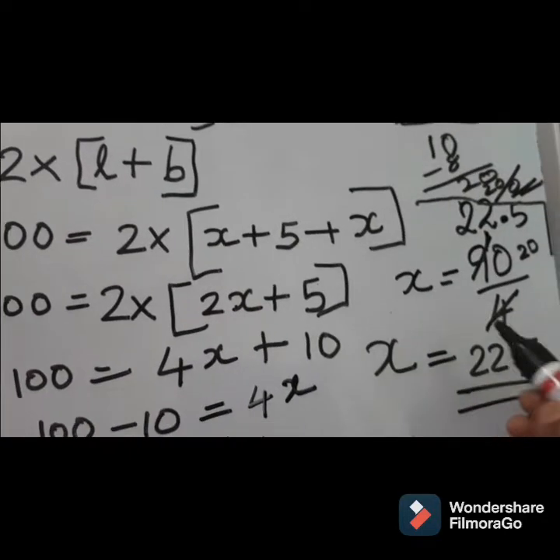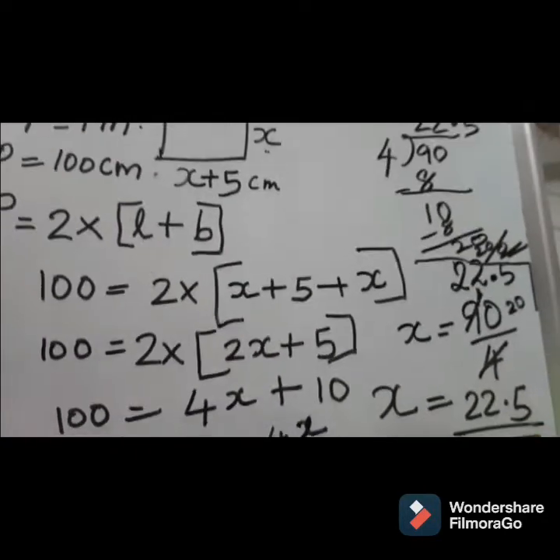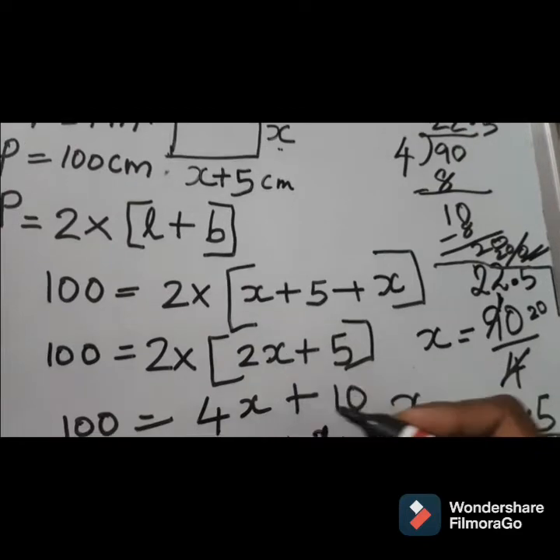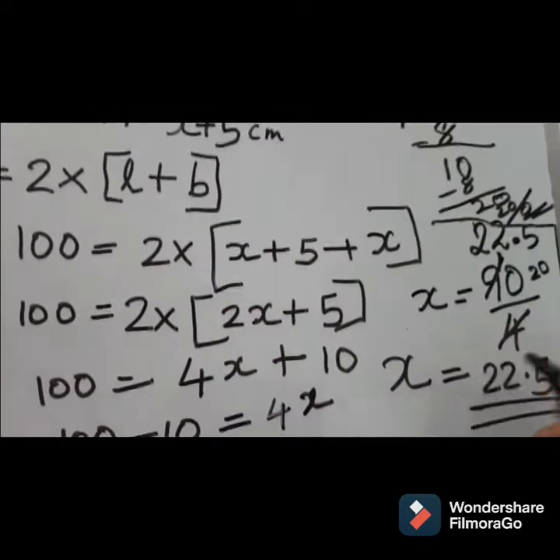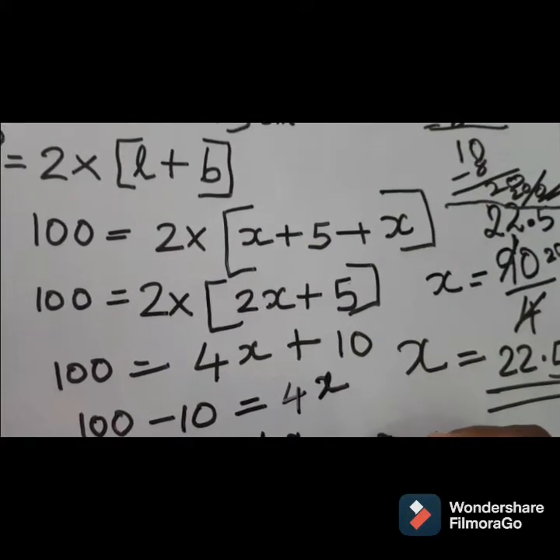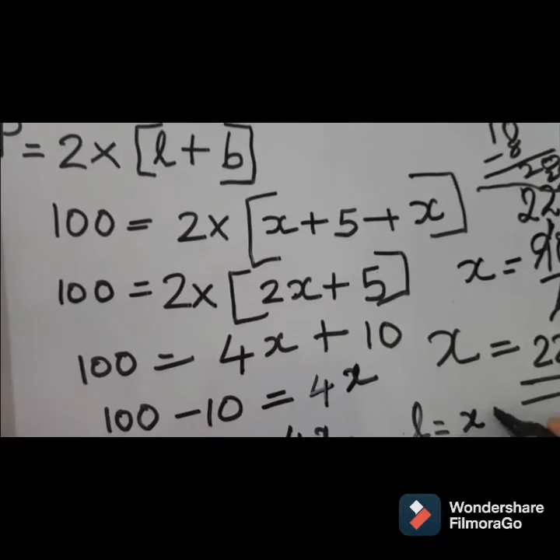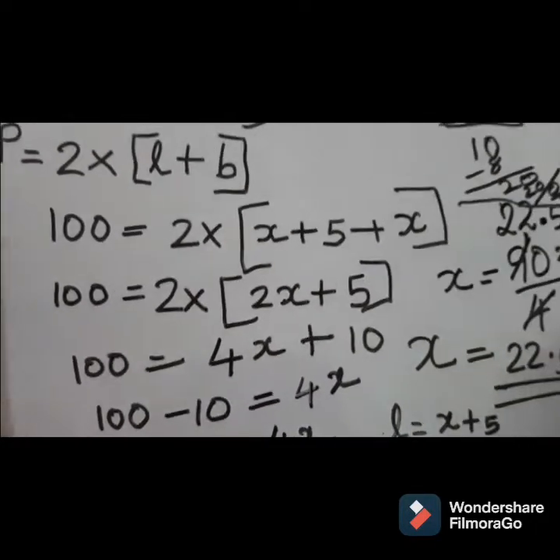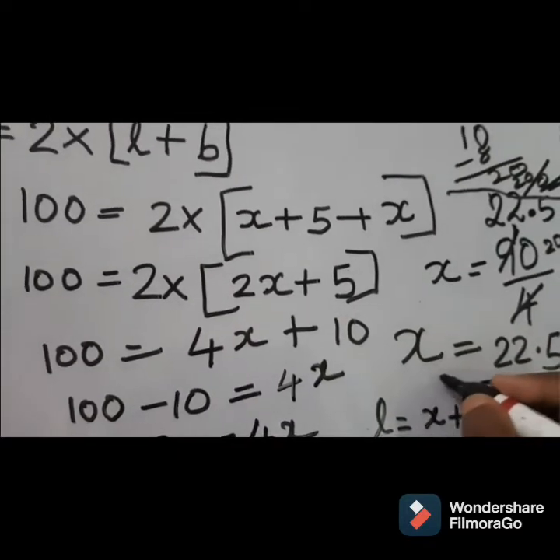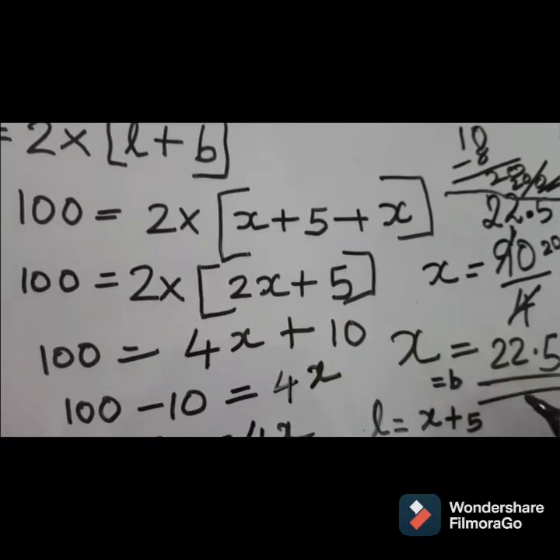Now we get x equal to 22.5. Now that is what? Breadth. So what is length? Length equal to x plus 5. This is same as breadth.